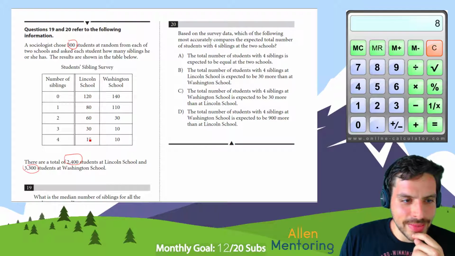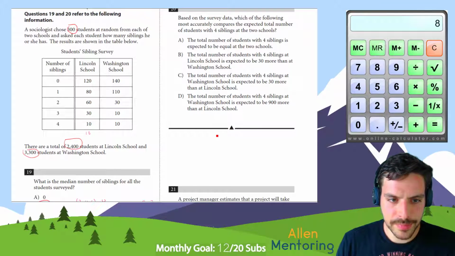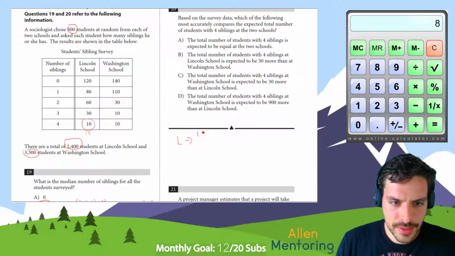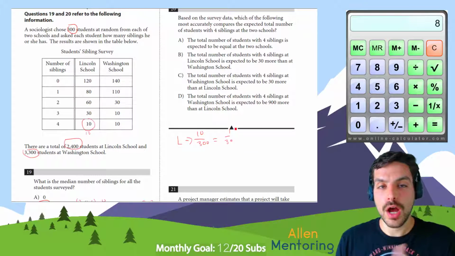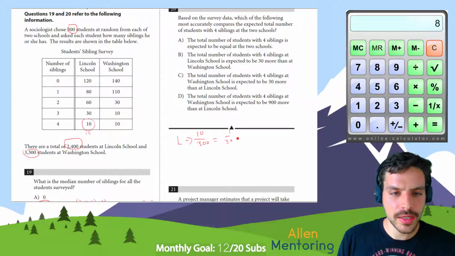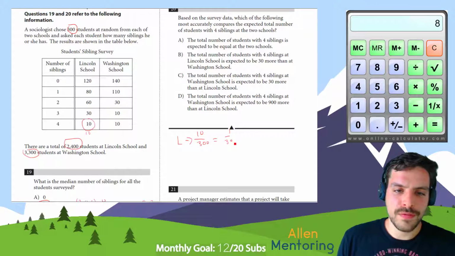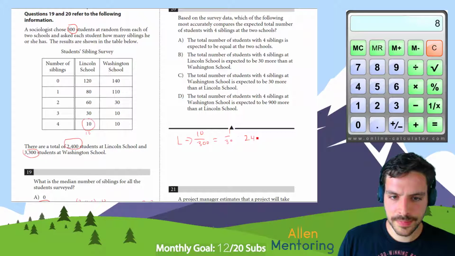Well, I see that at Lincoln, there are 10 students out of, let me actually write that here, at Lincoln, there are 10 students that answered out of 300, okay? So that means that 1 out of 30 students, we expect among the total population of Lincoln, to have 4 siblings. We can kind of extrapolate that. So if 1 out of 30 of all the students at Lincoln have 4 siblings, then we could just do 1 out of 30 times 2,400 at Lincoln, okay?